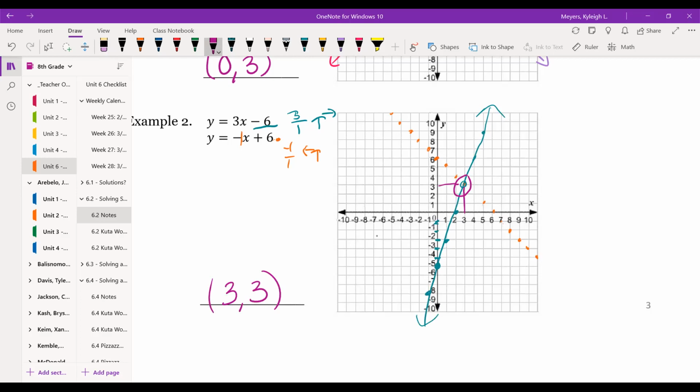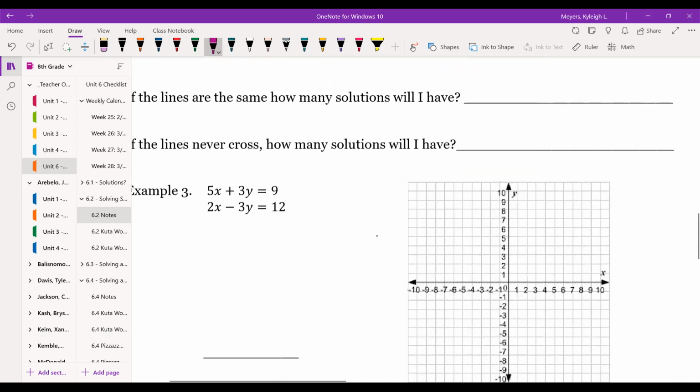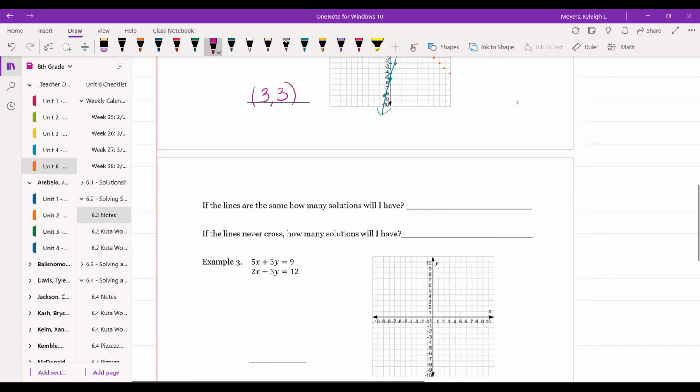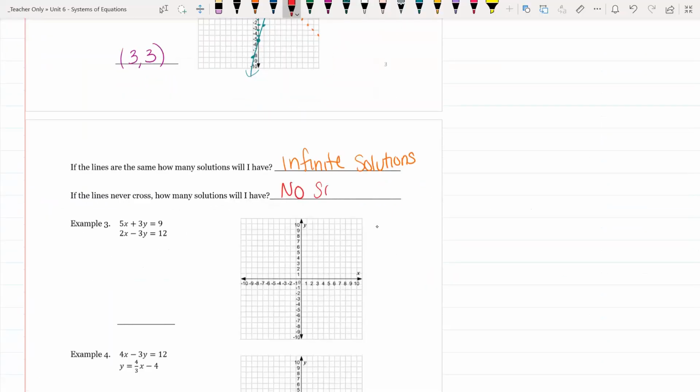Okay, so there, of course, are special circumstances. Sometimes you have lines that are the same. If you have lines that are the same, our answer is going to be infinite solutions. When you graph them, they're going to have the same exact line. If the lines never cross, what does that mean? Well, if the lines never cross, that means it's no solutions. No solution.